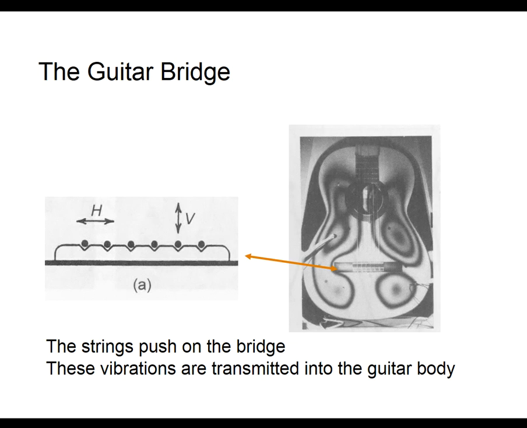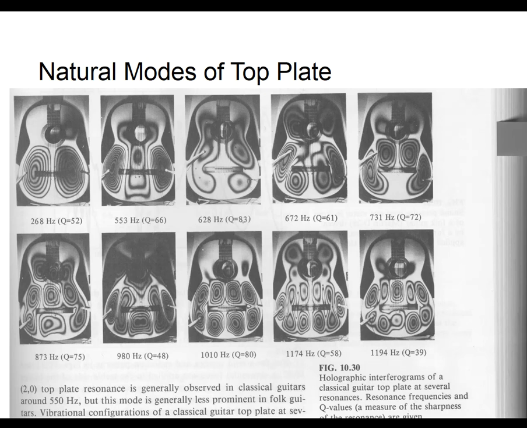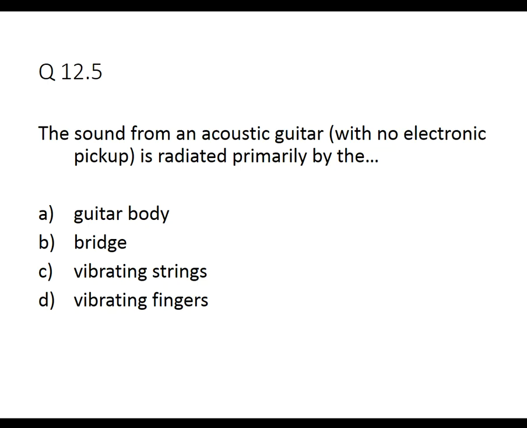Those vibrations will ultimately give you the vibrations that you're hearing. So the vibrations are not just the vibrations of the string, they're also the vibrations of the guitar body as well. And they're coupled through the bridge. This is some other really neat interferogram images that show you the different modes that a guitar will vibrate at when you pluck different frequency strings.